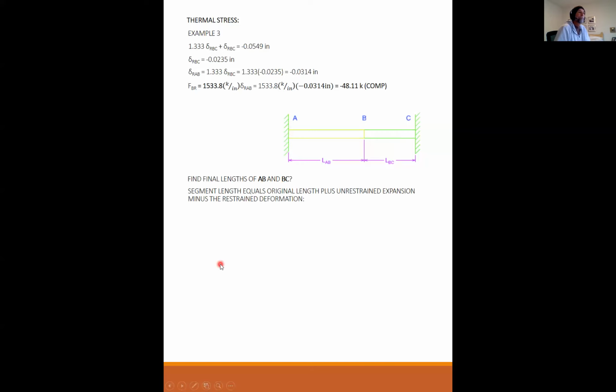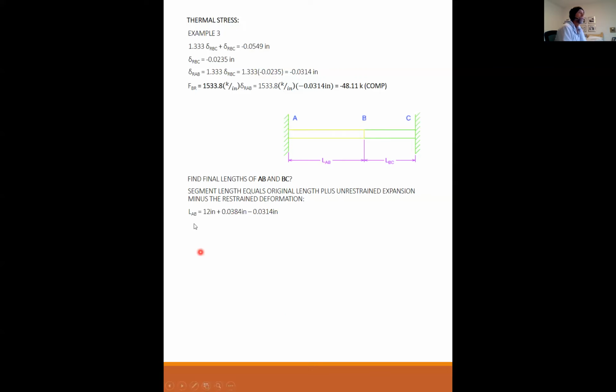So the answer is the segment length equals the original length plus the unrestrained expansion minus the restrained deformation. So with AB, we started with 12 inches, and then we calculated how much it would have expanded if it was just left alone and there was no restraint at all. And then what we just calculated was how much this 48.11 kips of load caused it to shorten. So if we add all that together, we will have its final length.